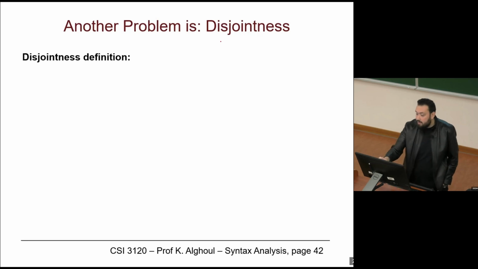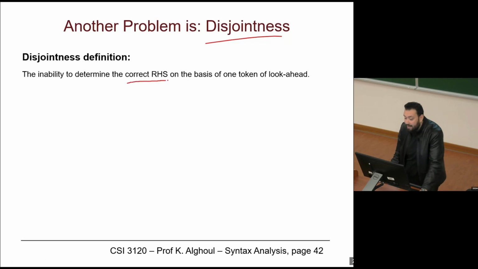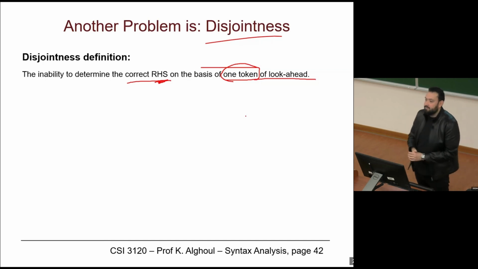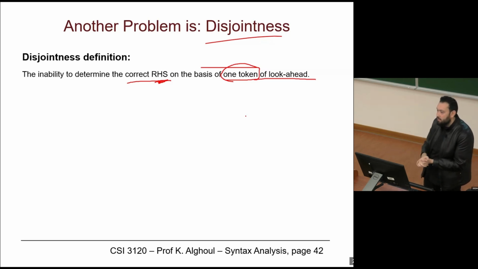Okay. Now, what is the other problem for the LL that I need to solve? There's something called disjointness. What do we mean by disjointness, guys? It is the inability to determine the correct right-hand side on the basis of one token. Why do I care about this one token thing? I want you to think about it a bit. I'm saying that I need to solve this problem, that if I receive a token, I need to be able to make a good decision. Why can't I just receive 3 or 4 tokens and then decide?